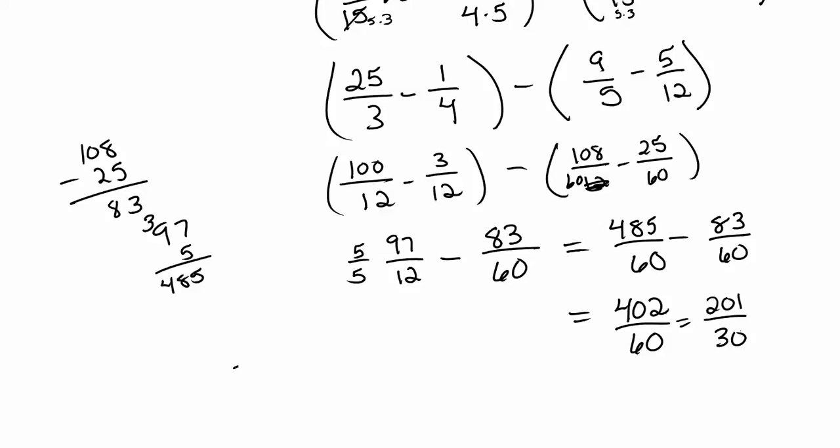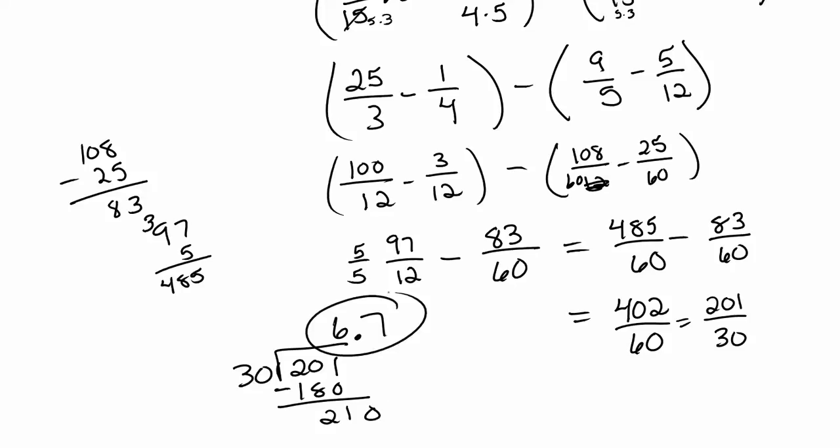So 30 into 201. So let's try 6. So that'll be 180. And then we'll get, let's see, when we subtract here, this will be 1, and this will be 2, and this will be a 0, and there you go, 6.7. So both with the calculator and old school in 12 minutes on a snowy day in Nebraska.